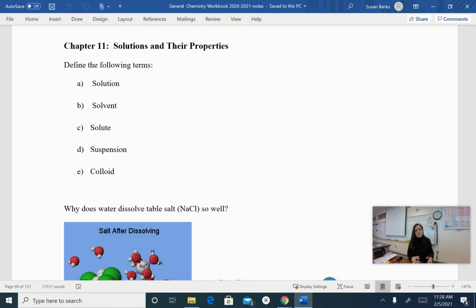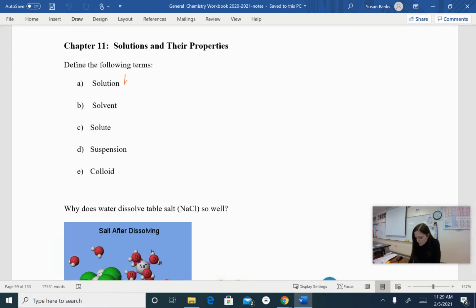So let's go over some of these vocab words. Hopefully, it's been about 6 months since we've done them. Hopefully you remember some of them and it's kind of review. Okay, so our first one that we want to define is a solution. If you remember, a solution is a homogeneous mixture, which means that that mixture is uniform throughout that mixture.